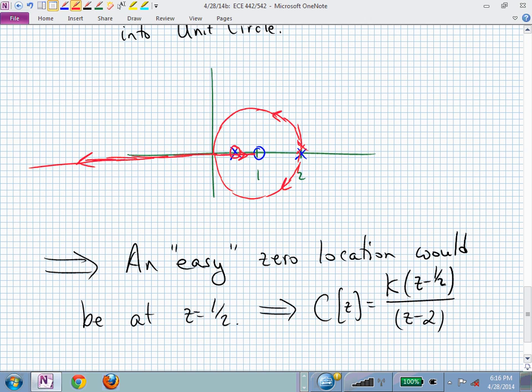And I have to remember that I still have my unit circle. I need to crank up the gain enough to get me inside the unit circle, but yet not enough to shoot that 1 outside on the real line. Is that clear?